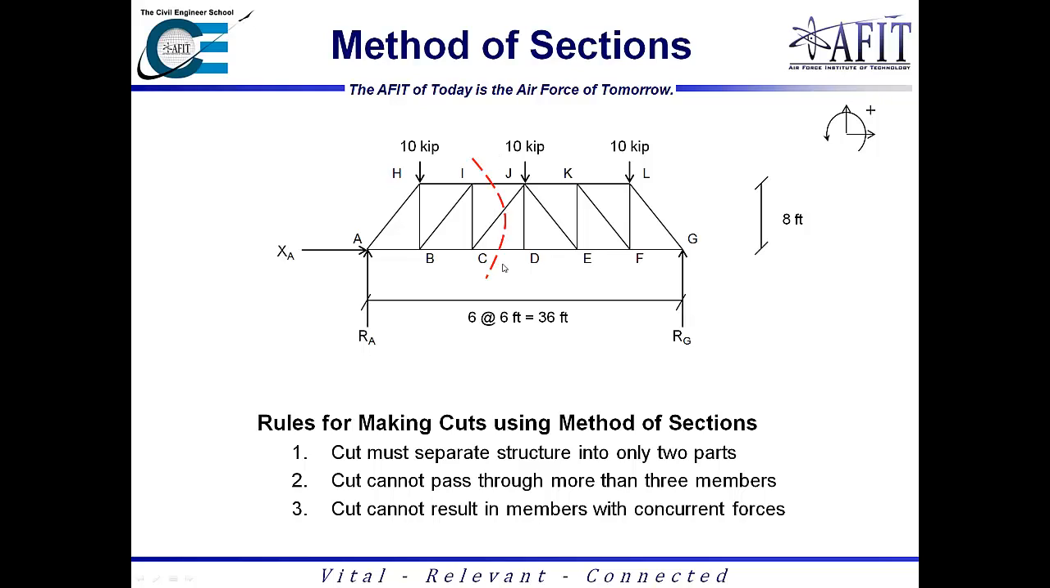If I cut right here, I have one structure here and 2 structures here. Ideally, I also have 1, 2, and 3 members only that I'm cutting through, and I have these two forces acting concurrently, but I have this diagonal force here that provides a vertical component. So rule 3 is not violated using this cut.